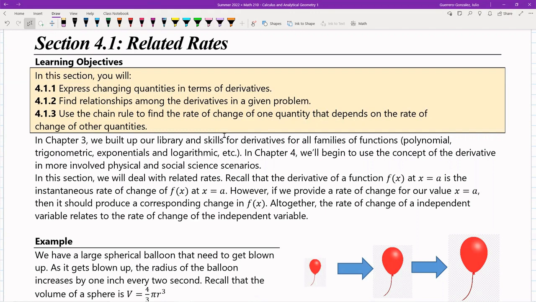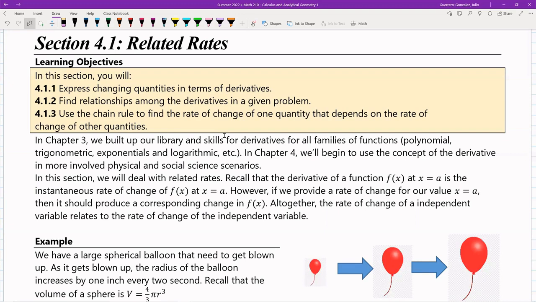Notice that I didn't put too many applications in there. It was just solving problems with the derivative, right? That was just to learn how to take a derivative. Chapter 4 deals with specifically some applications of the derivative. So it's this chapter where we're going to be sticking it into more physical and social science scenarios. Basically, we're going to stick it into other subjects and see what it does. Okay. So the very first section that we're going to do is section 4.1, and that deals with related rates.